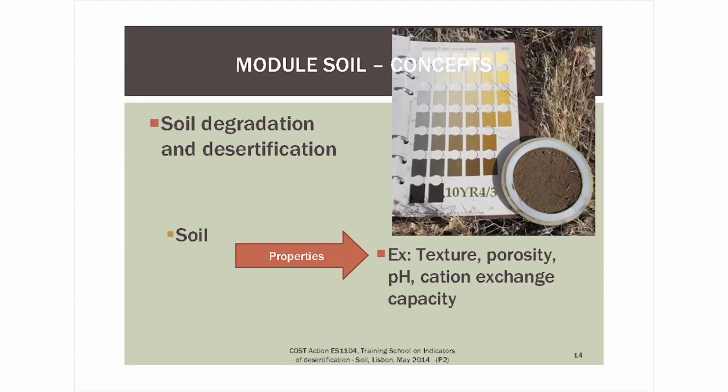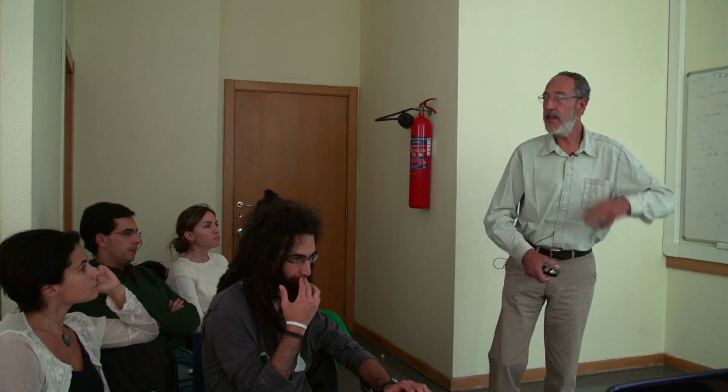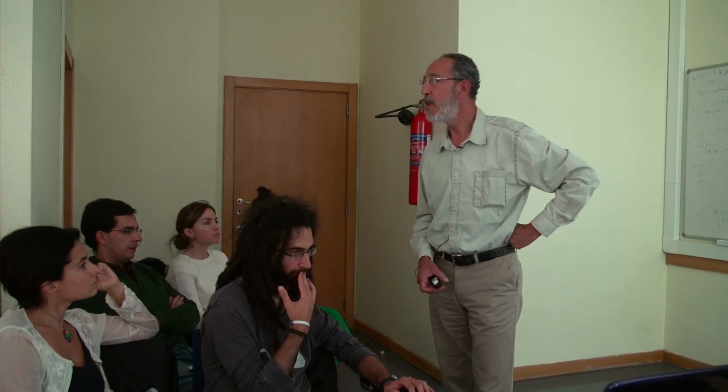When we talk about soil, we also talk about its properties. And this is an example of one of the most obvious properties, soil color. But we have physical and chemical properties that you might list in a long array.